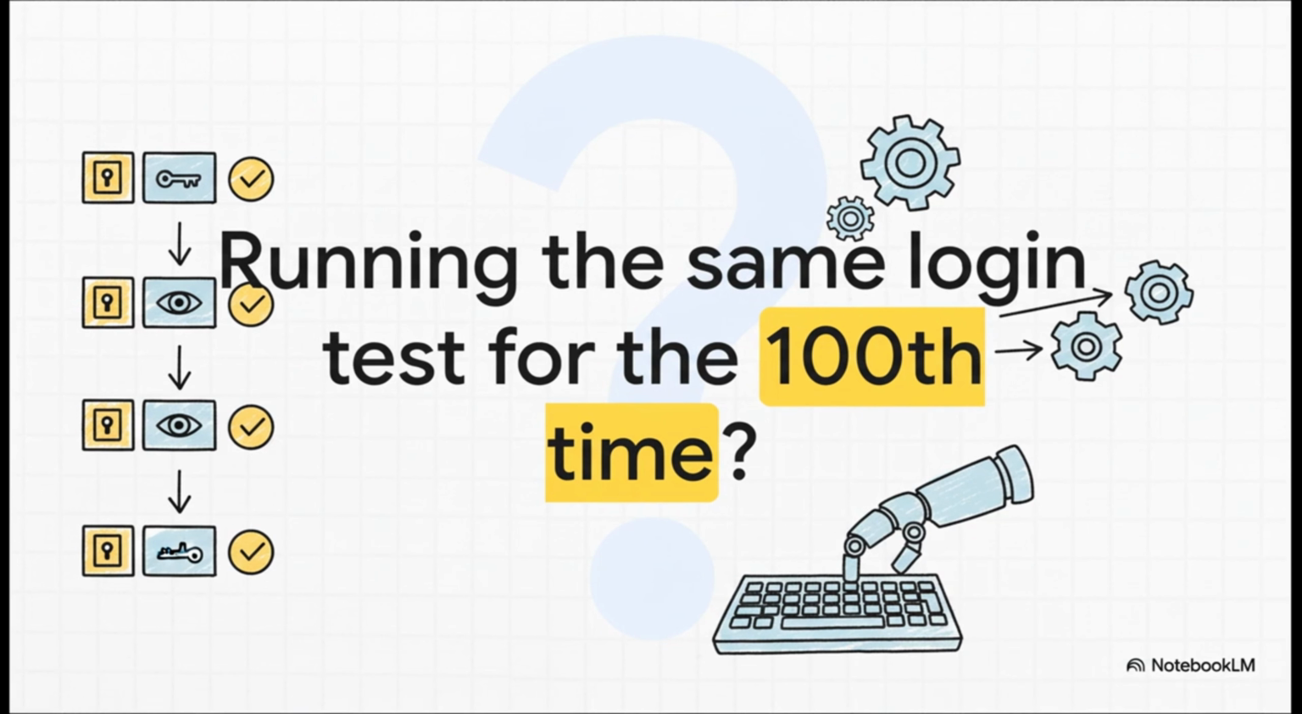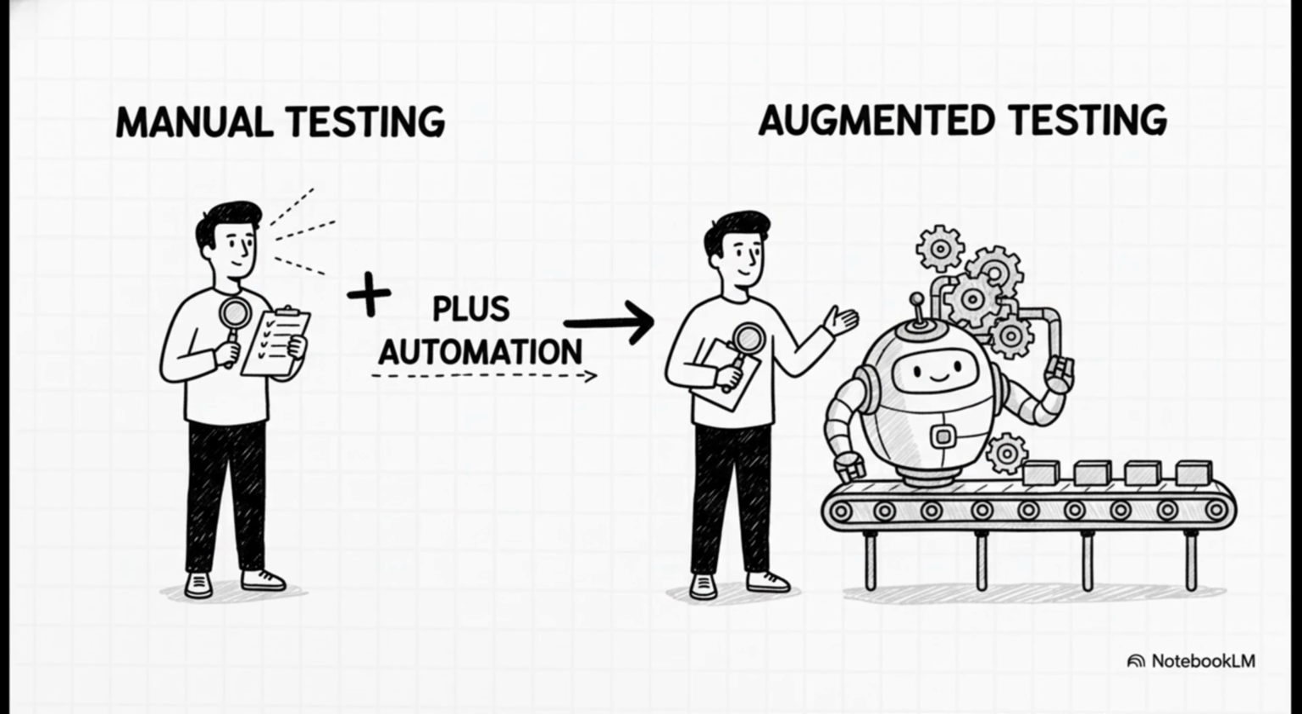You know the feeling. It's that end of sprint regression, and there it is again, the login test. Username, password, click, check for the welcome message. You could do it in your sleep. And while that repetition is great for ensuring quality, it's also the perfect job to hand off to a machine. And this is where we make that shift.